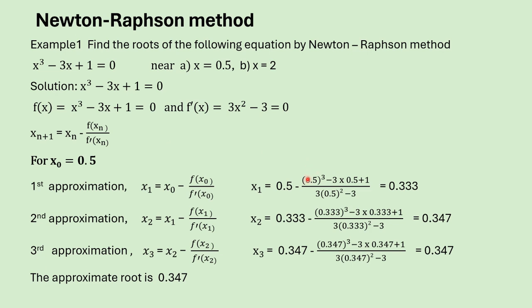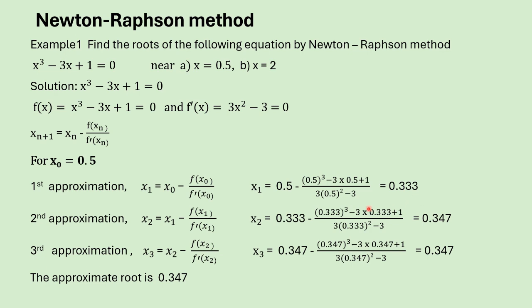Now divided by f dash x naught. This is the f dash value, and here we place the value of x naught, which is 0.5, and we get this. Here 3 times x square is 0.5 square, minus 3, minus 3. On simplification, you get 0.33. Here we can use a calculator to solve this. It will be easier.